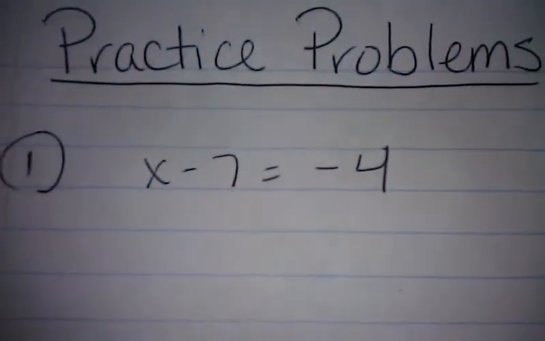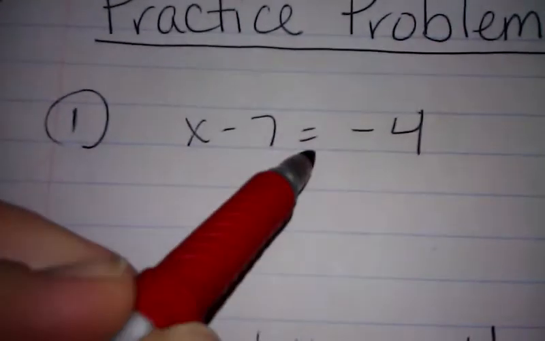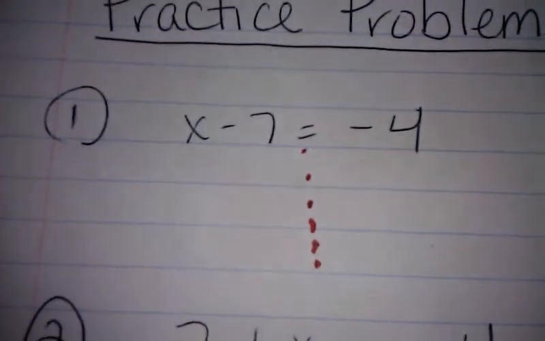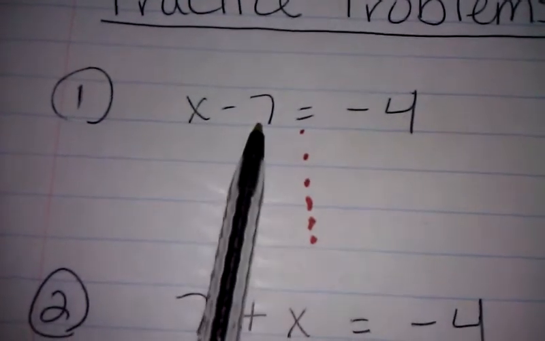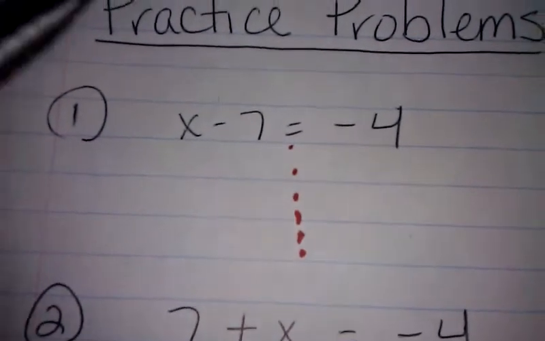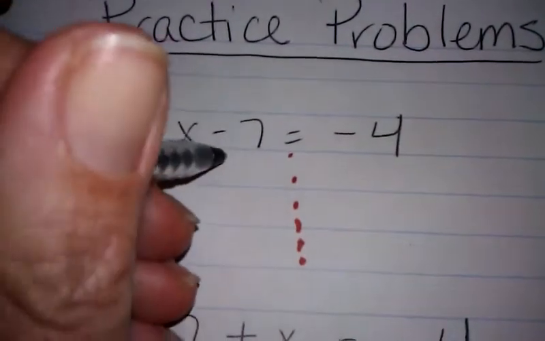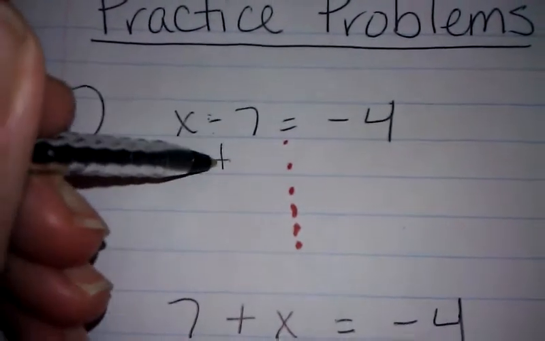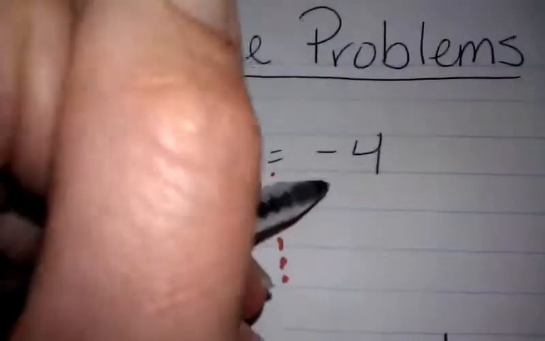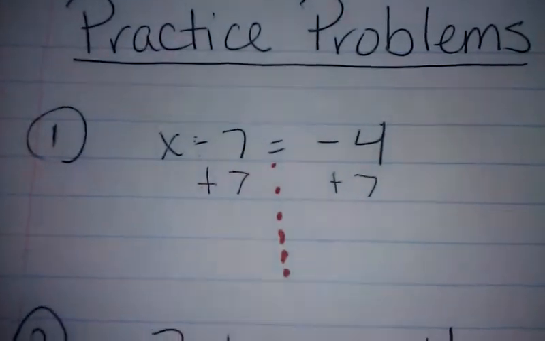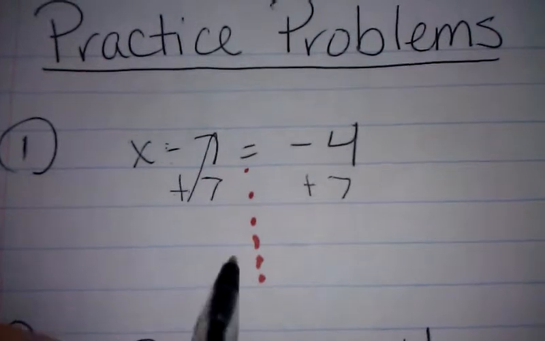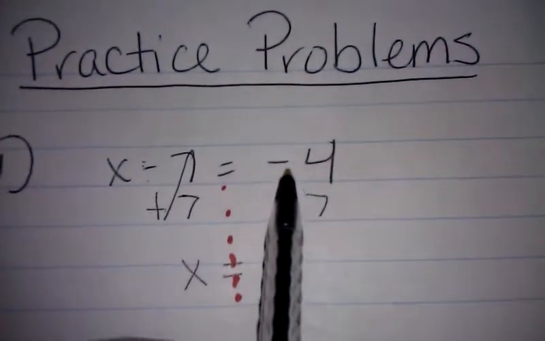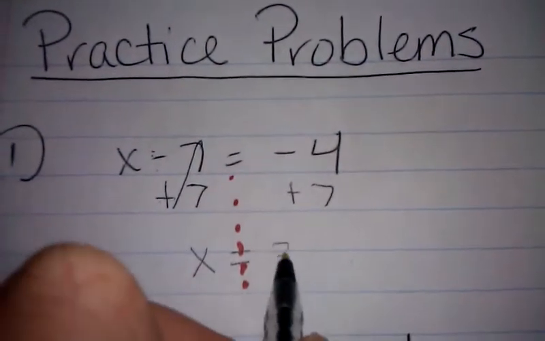I'll start right here on this one. On number 1, I'll draw my dotted line. It says x minus 7 equals negative 4. Whenever we're doing the opposite operation, if this is subtraction, you're doing addition. And we're adding 7 to each side. This cancels, and I get x equals negative 4 plus 7 is positive 3.